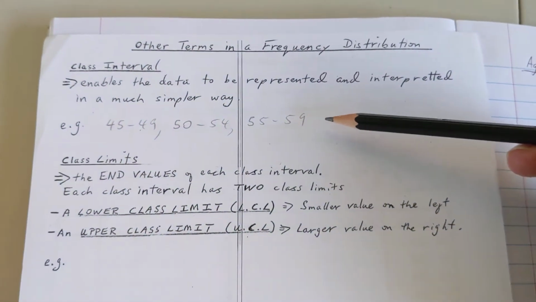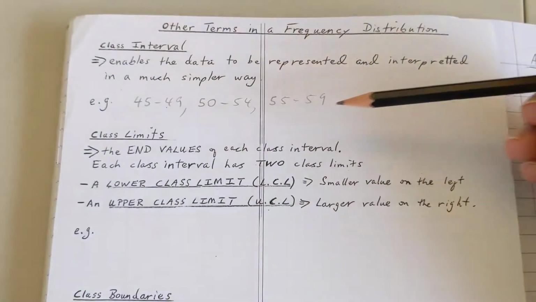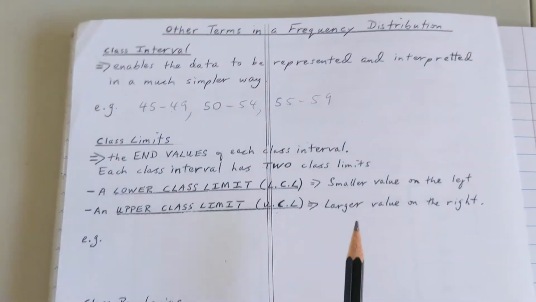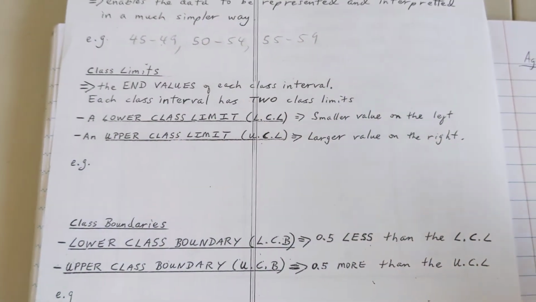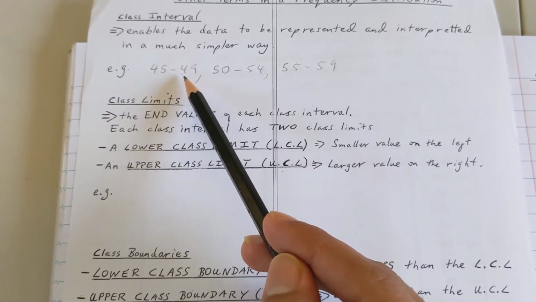So this is what we'll call an interval. It is really a range of values it is covering instead of individual values. That's an example of what a class interval is. And we're going to use that now to explain the other term. The limits are just the end values at each of the intervals. We call those the limits.